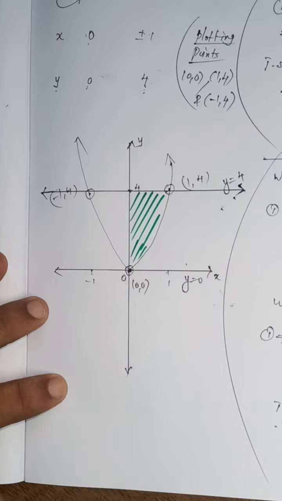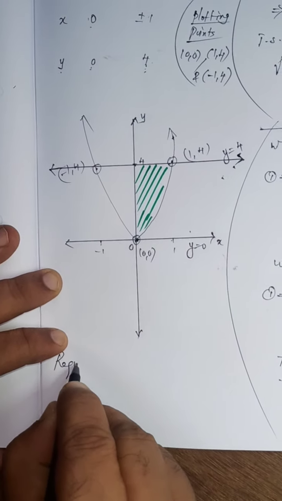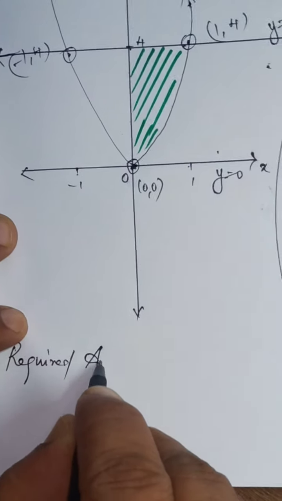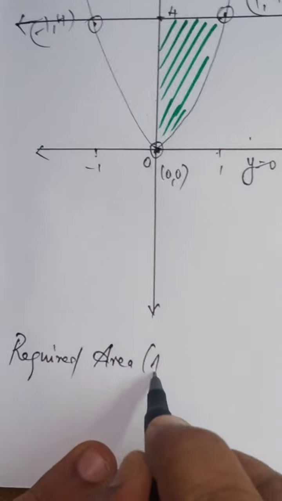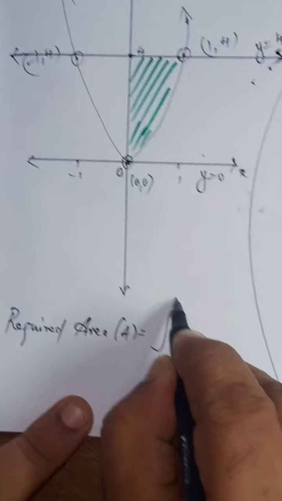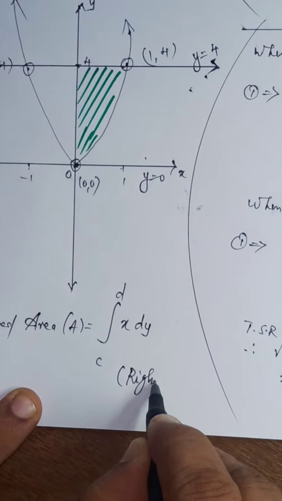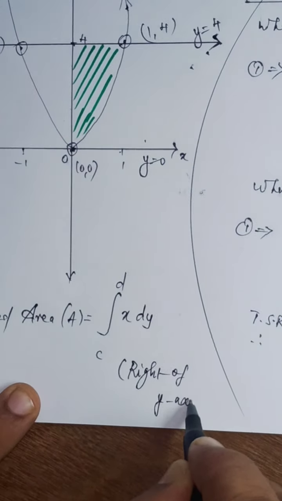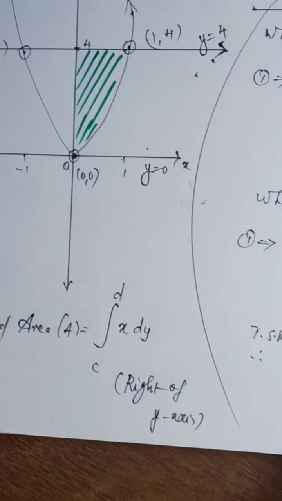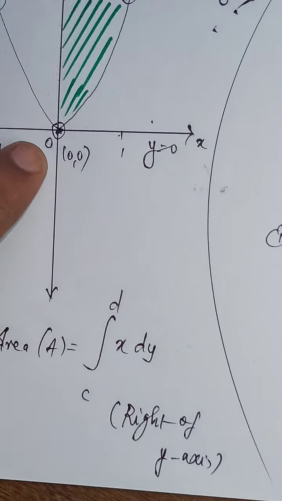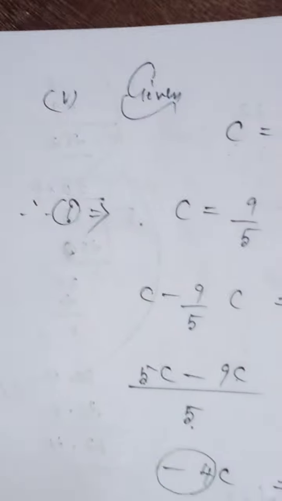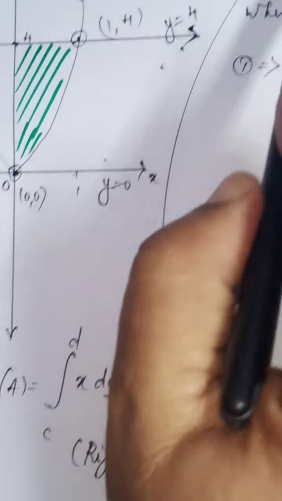Now, the required area A is equal to integral c to d x dy, since it is to the right of the y-axis. Now, c is the lower limit, d is the upper limit. Lower limit is 0, upper limit is 4. Already given in the question, 0 and 4. That is equal to integral 0 to 4 x dy.